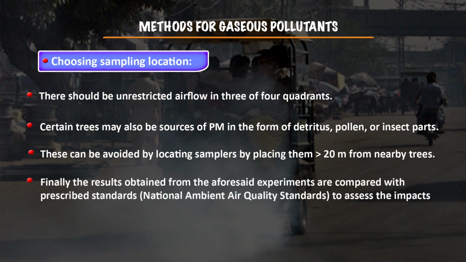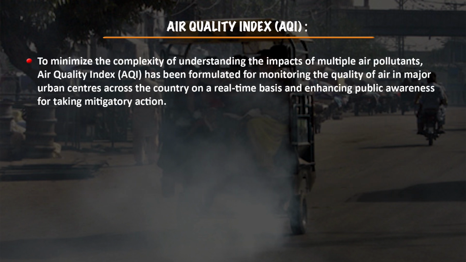And then after collecting this, finally the results obtained from the experiments are compared with the prescribed standards, that is the national ambient air quality standards, to assess the impacts. So, we can also see how this will minimize the complexity of understanding the impacts of multiple air pollutants. So, the air quality index has been formulated for monitoring the quality of air in major urban centers across the country on a real time basis and enhancing public awareness for taking mitigatory action.